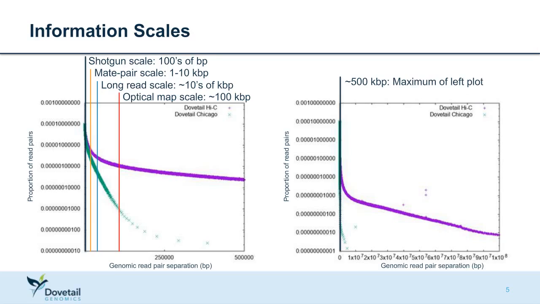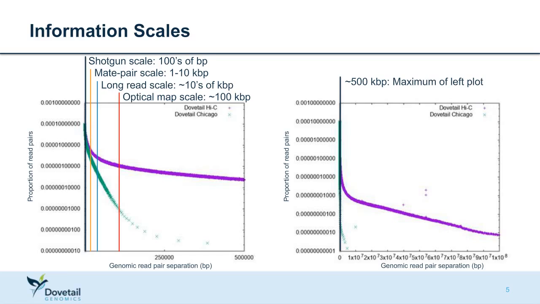Then the curves are the real Chicago and Hi-C data. You can see the Chicago data has this characteristic decaying insert distribution that goes out to the maximum length of the DNA that we put into the library preparation. Typically, that's between 100 and 200 kilobases, and this is a typical library, so you can see that the signal decays and decays until eventually it falls into the noise, in this case at about 200 to 250 kilobases.